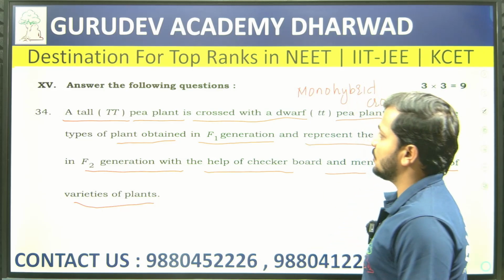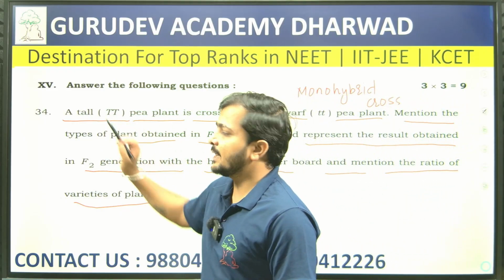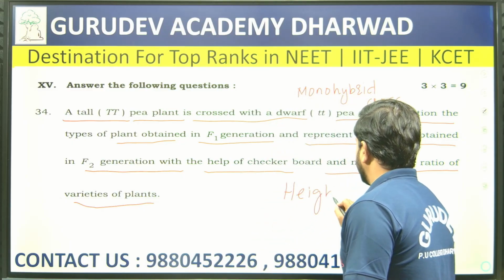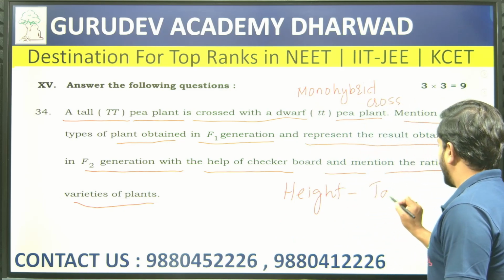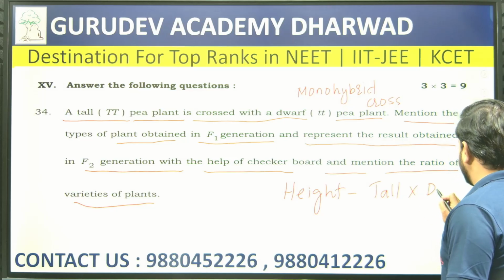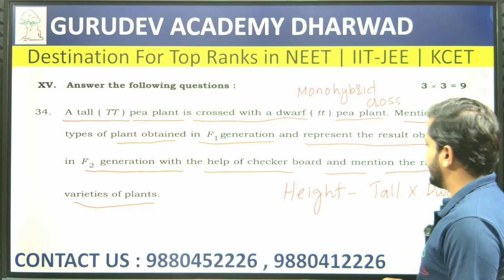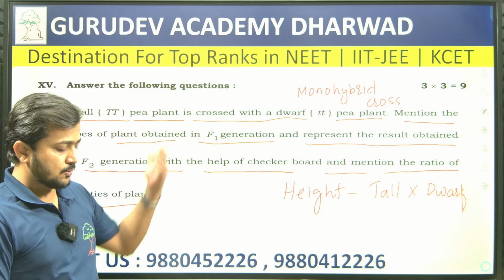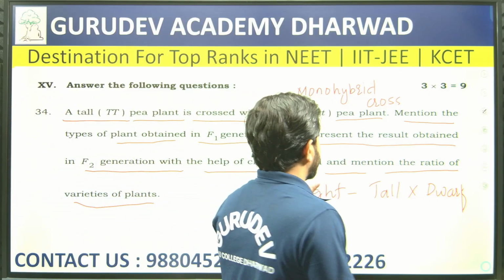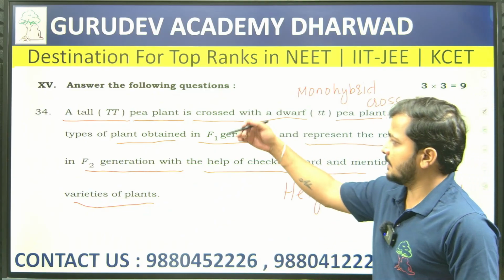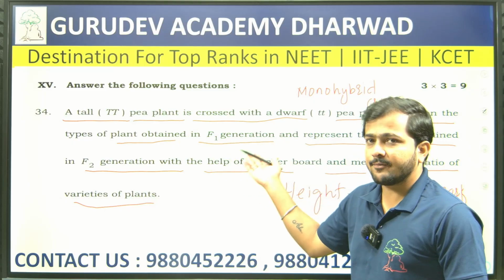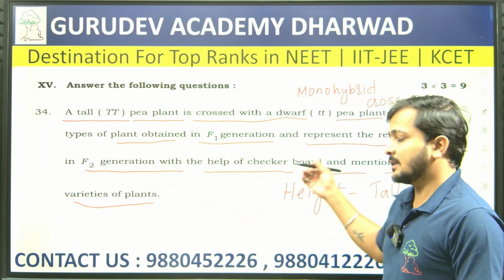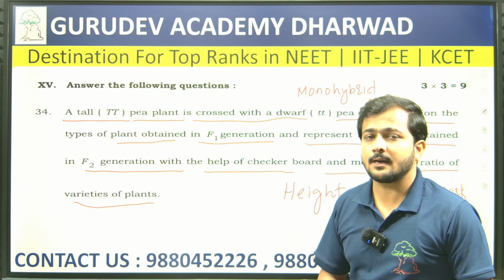Why do we call it a monohybrid cross? Because only one character is selected here, that is height. Height is a character, which is either tall or dwarf. These are the height characters Mendel selected, and then he carried out this monohybrid cross. The question asks about the plant obtained in the F1 generation, then the F2 generation, and the ratio with respect to the checkerboard.